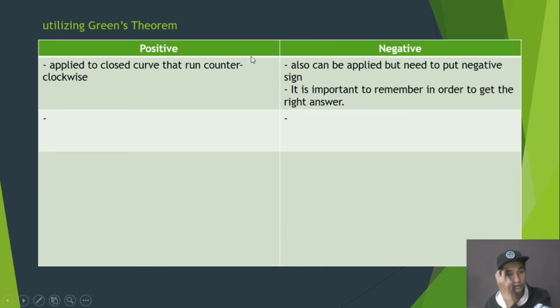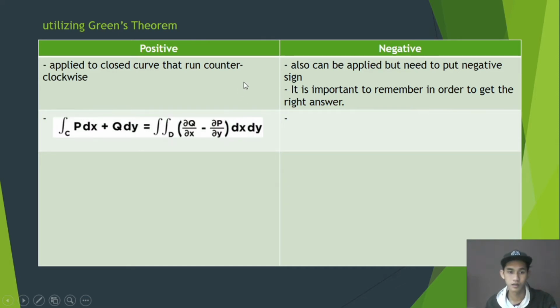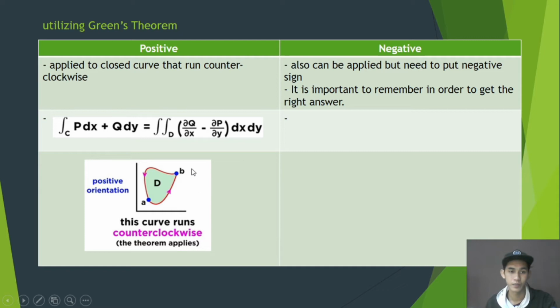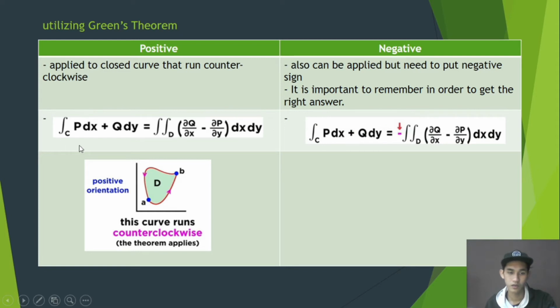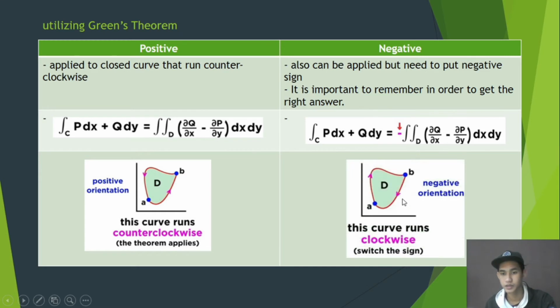So to utilize Green's theorem, there are 2 cases. One is positive and the other is negative. How can we recognize whether it is positive or negative? We can look at the diagram. For positive, the curve will run anti-clockwise. We can look at the arrow here, it is anti-clockwise. So this is the formula for positive cases. For negative cases, the curve runs in a clockwise way.